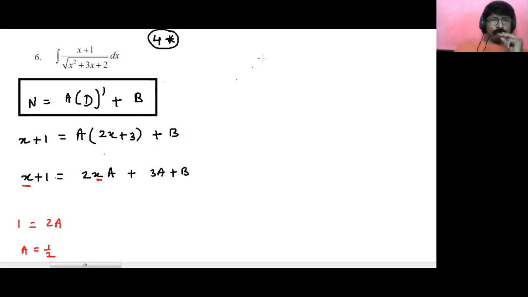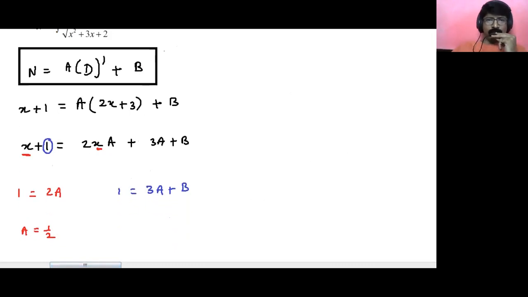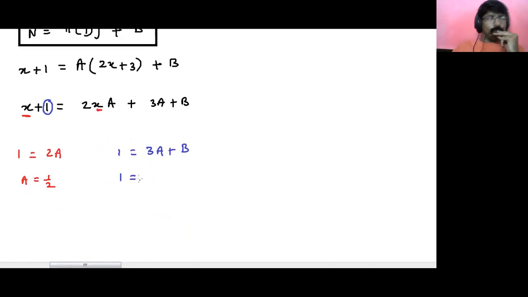And what is this 1? Okay, I'm choosing another ink so that you'll understand. What is this constant over here? 1, which is equal to, please listen very carefully. I hope you understand this. So this constant we are comparing with this 3a plus b, isn't it? Now we've got the value of a. The value of a is half. So we'll just plug the value of a over here as a half. So 1 is equal to 3 into half, so that will become 3 by 2 plus b. Right.